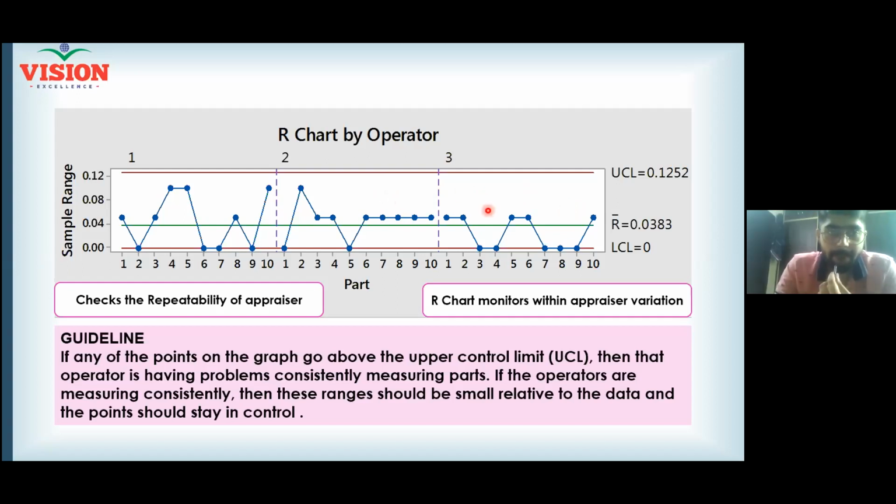Sir, in the third operator case, can we come to the summary that the person might have taken only 3 readings, 3 actual conditions? He might have repeated it 2 times, then given a 0 tolerance.